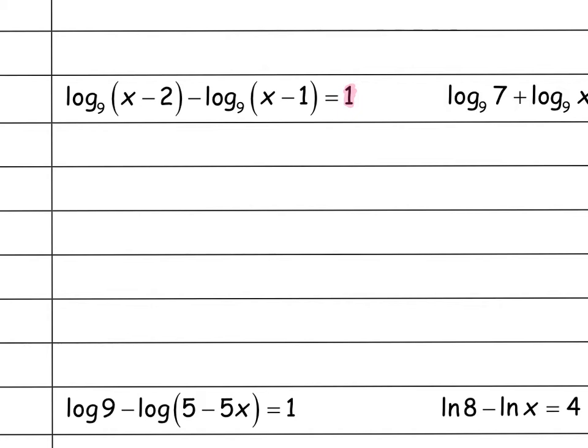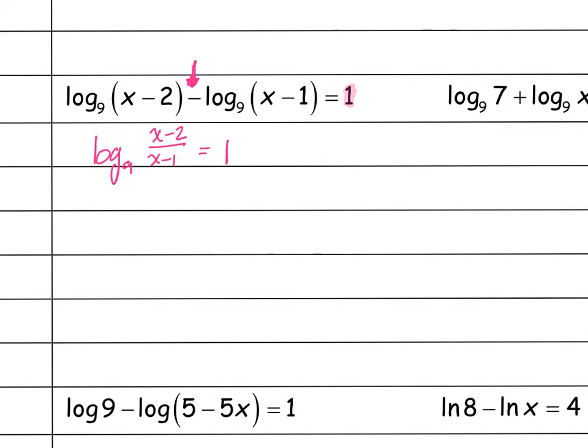But what I can do is, I know that if I have two logarithms with a minus sign in between them, remember yesterday when we were doing the condensing and expanding logarithms, if I have two logarithms with the same base separated by a minus sign, that means division, right? So I can rewrite this as log base 9 of (x minus 2) divided by (x minus 1) equaling 1. So now I got it down to one logarithm.